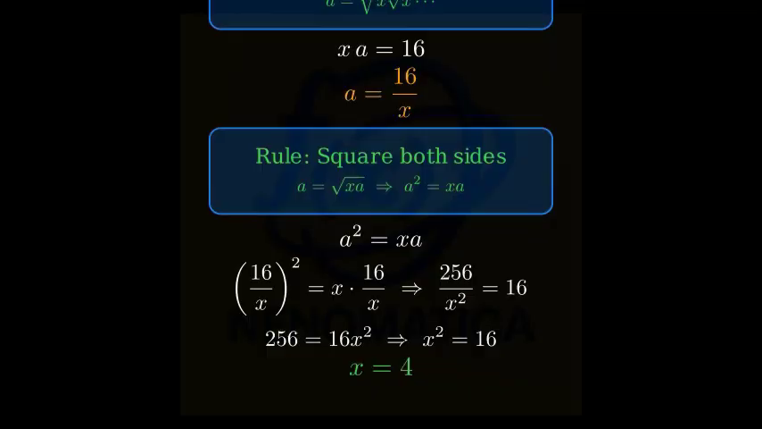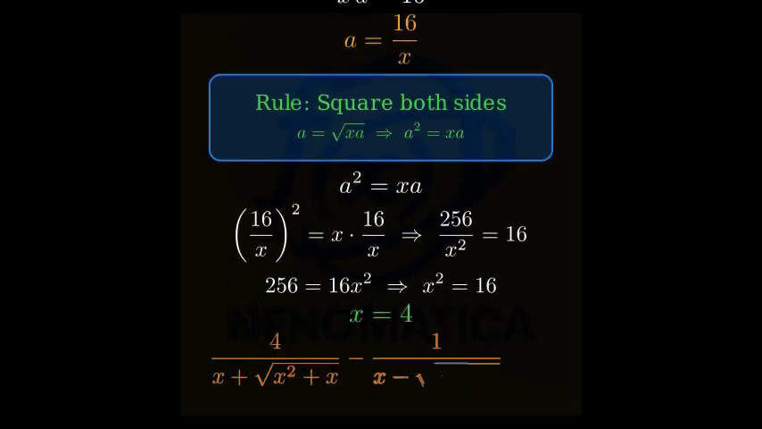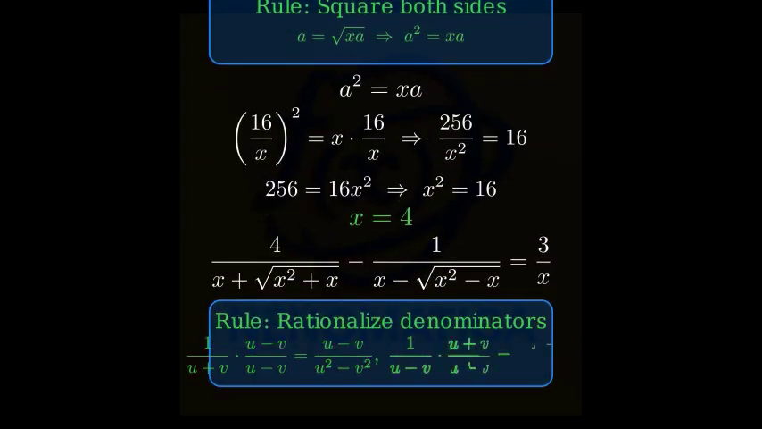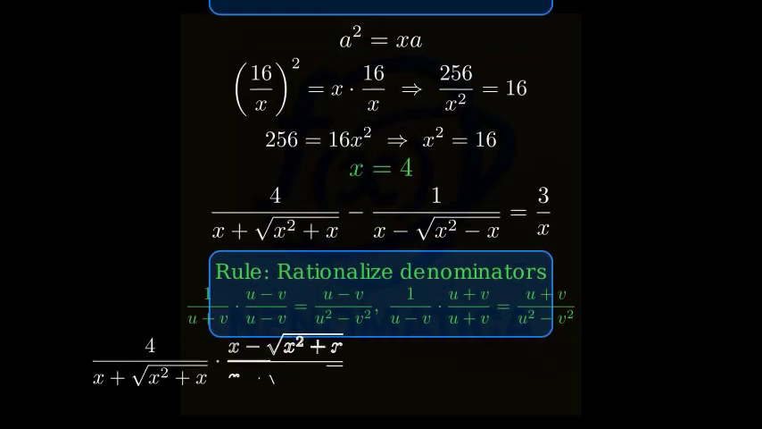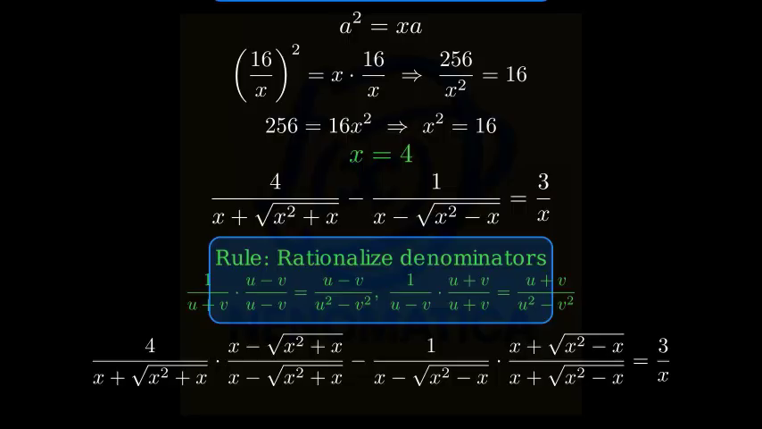Problem 2. Solve the equation. First, rationalize each denominator using its conjugate. Multiply the first fraction by x minus the square root of x squared plus x over itself, and the second fraction by x plus the square root of x squared minus x over itself. Now apply the difference of squares to simplify denominators.